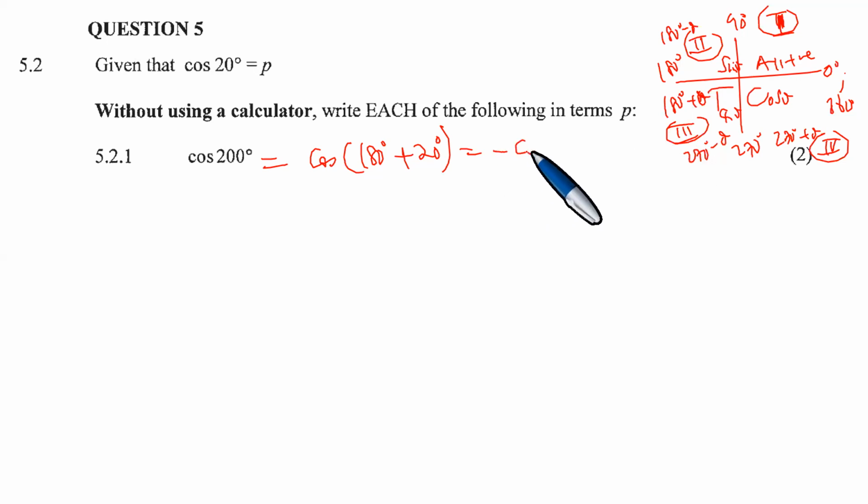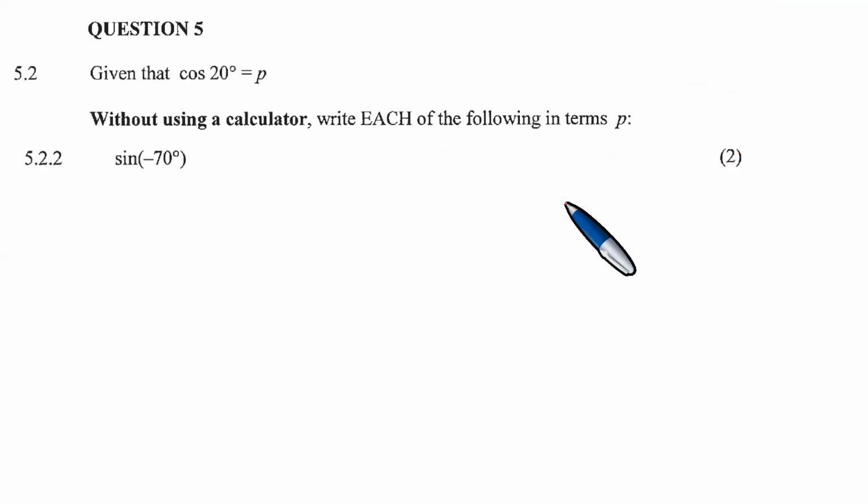So 180 plus is in the third, and the cosine is negative. What is cosine 20? It's P, which means cosine 200 degrees is clearly minus P. Next question. Given that the cosine of 20 degrees is P, without using a calculator, write each of the following in terms of P. If you have the sine of minus 70 degrees, what is the answer?